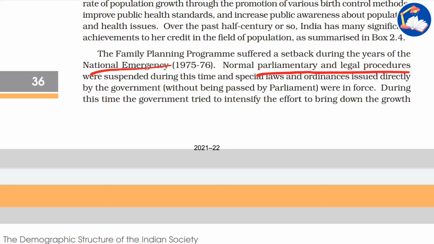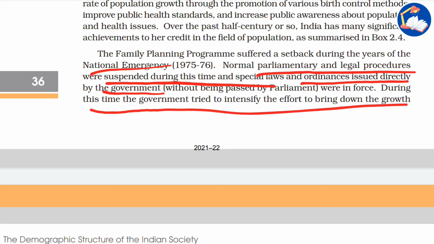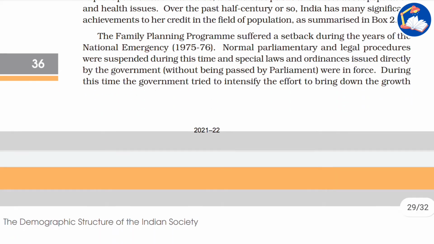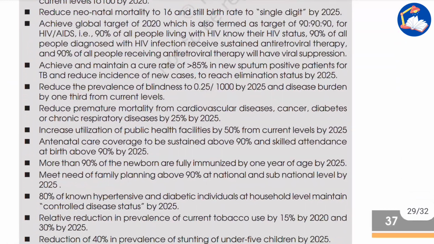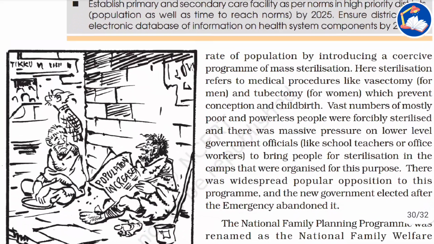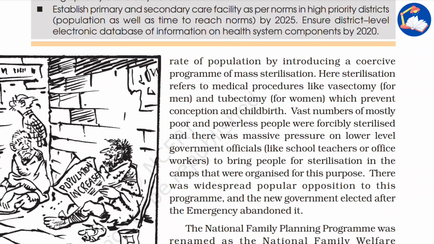Family planning programs suffered a setback during the years of national emergency. Normal parliamentary and legal procedures were suspended during that time, and special laws and ordinances were issued directly by the government that were in force. During this time, the government tried to intensify the effort to bring down the growth of population by introducing a strict program of mass sterilization.